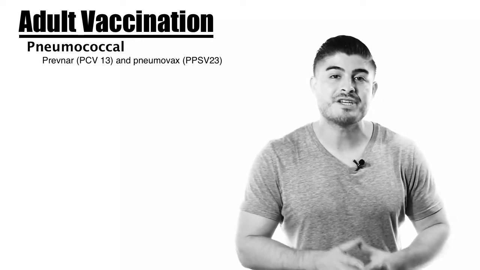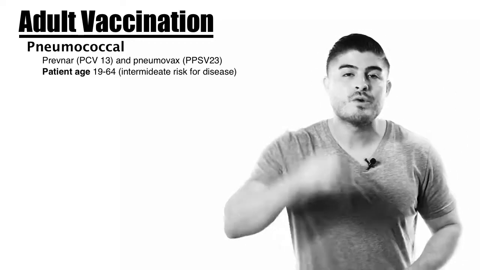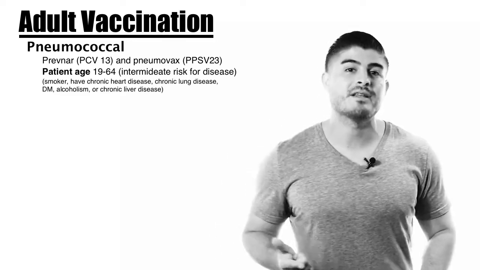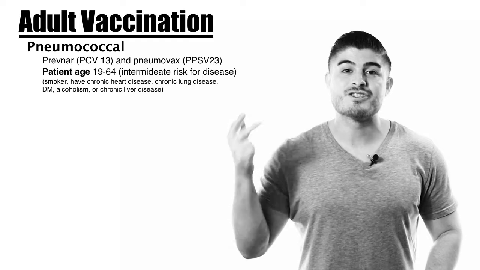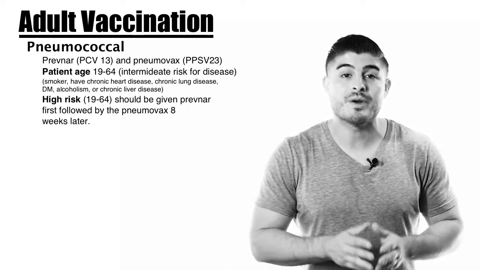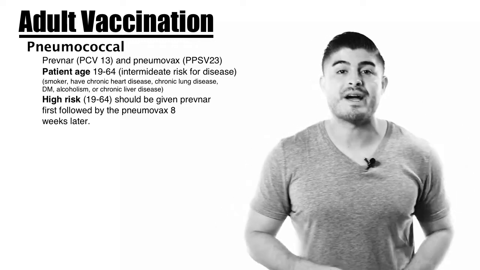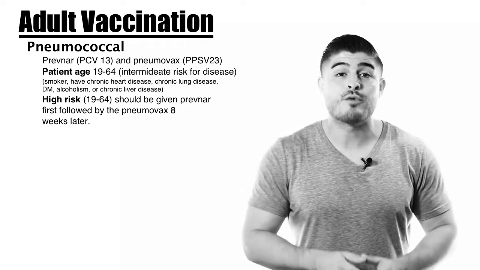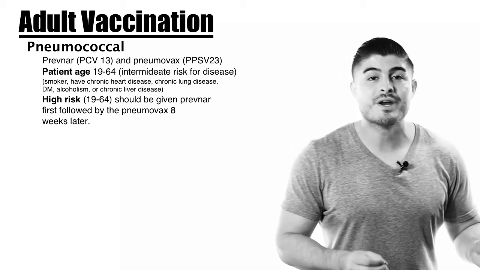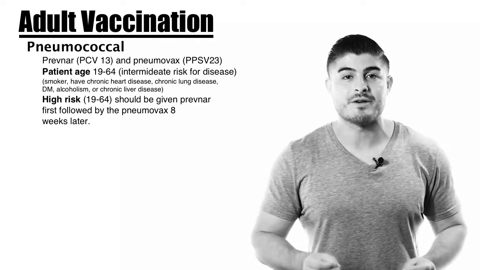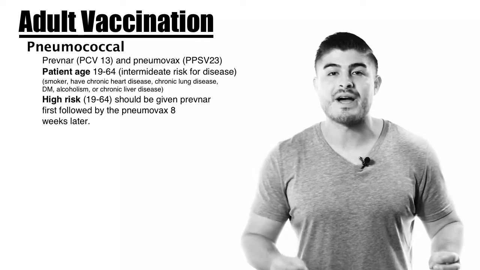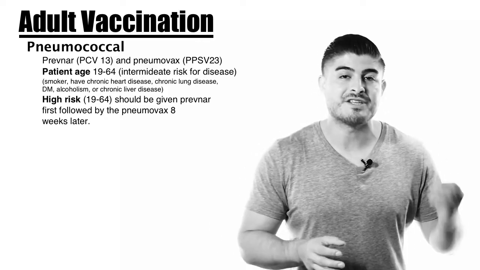So if we have a patient from the age of 19 to 64 who's at intermediate risk for disease, meaning we have chronic heart disease, chronic lung disease, chronic liver disease, smoker, alcoholic, and or diabetes, we're going to be vaccinating with the Pneumovax, PPSV23. If the patient is at high risk for pneumonia, then we're going to give Prevnar first, and we're going to give the Pneumovax 8 weeks later. So 2 months after the Prevnar, we're going to give the Pneumovax. These are patients that are at high risk and intermediate risk.